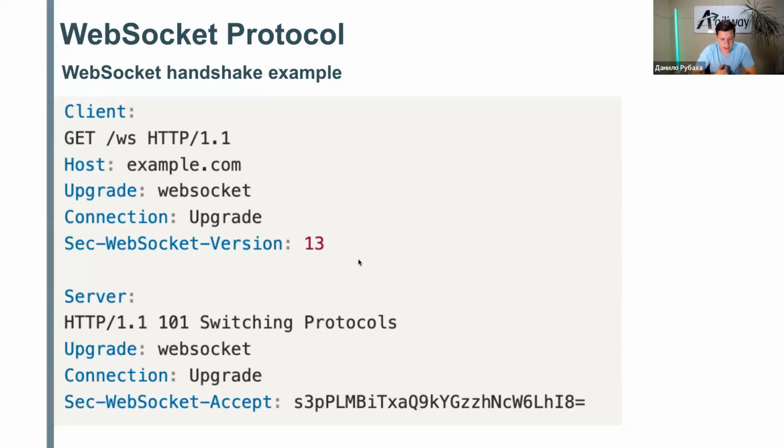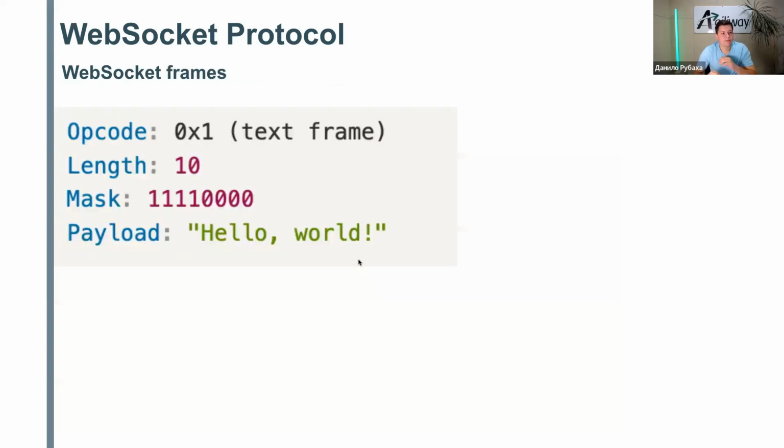The WebSocket handshake is an important part of the WebSocket protocol because it ensures that the client and server are using the same version of the protocol, and the client is authorized to upgrade to WebSocket. So here is a handshake example. The client asks the server to upgrade its protocol to WebSocket. And the server responded, okay, switching protocols, we're upgrading to WebSocket, and also granted the client a security WebSocket key. Once the handshake is complete, the client and server can send and receive WebSocket frames.